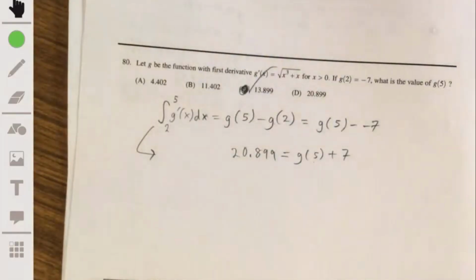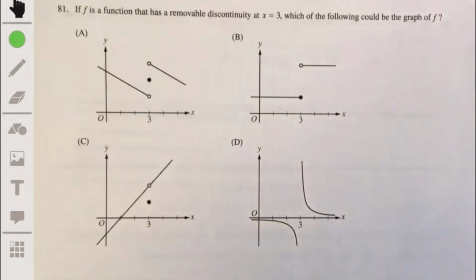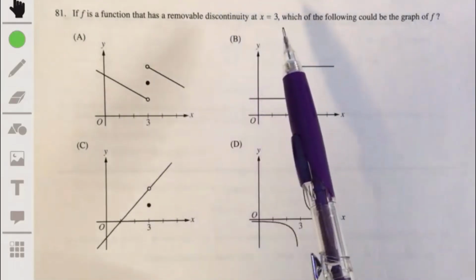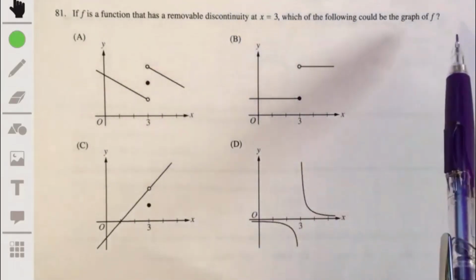All right, so there you go. All right, for 81, it says if f has a removable discontinuity at x equals 3, which of the following could be the graph of f?